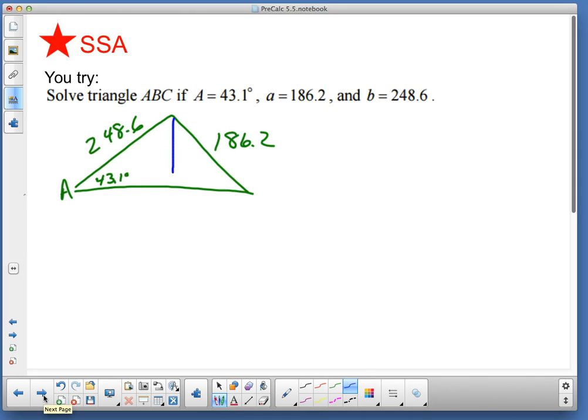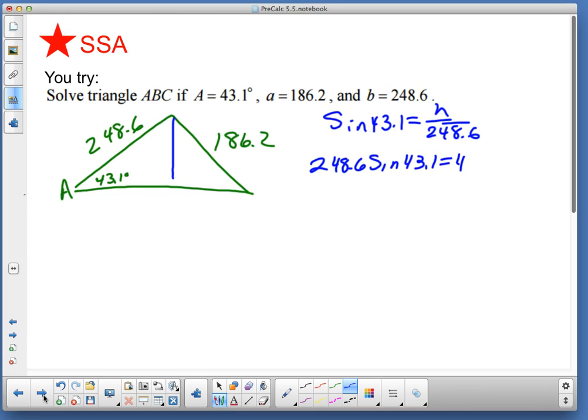Now my biggest concern I've got going here is about this height. I want to make sure that that height is actually going to be less than 186.2 for it to even be a triangle, because I could do a lot of calculations and just waste my time. So let's check this out. Sine of 43.1 is h over 248.6, my hypotenuse of that mythical right triangle. So I have 248.6 sine of 43.1 is equal to h.